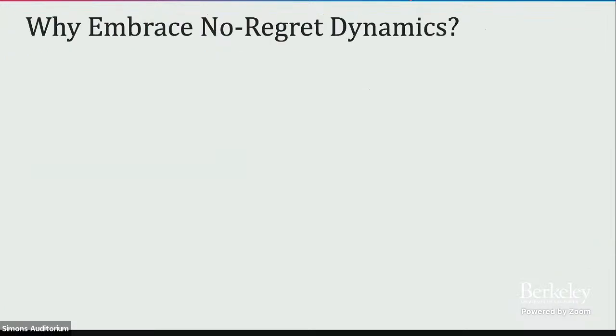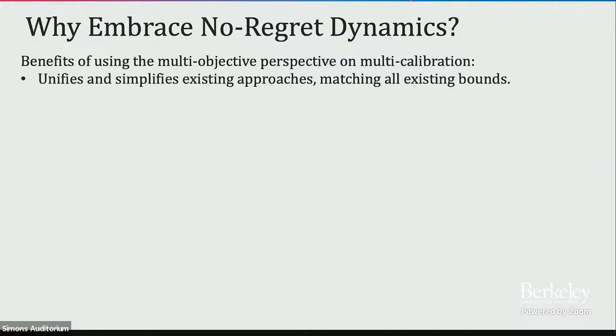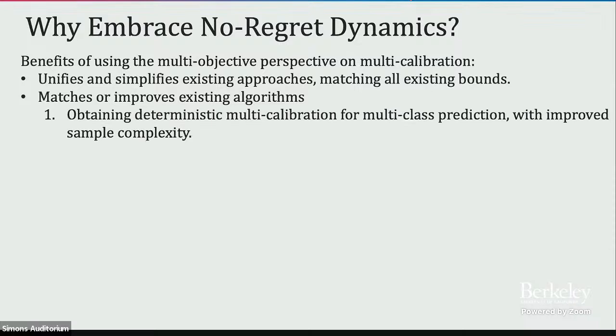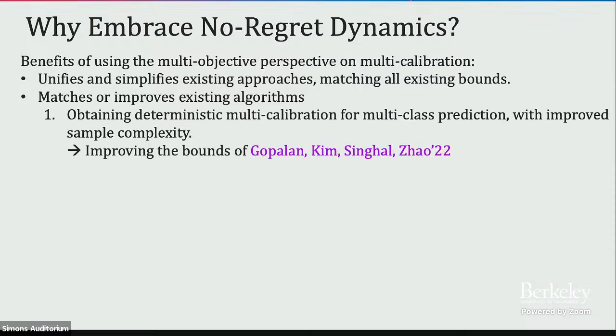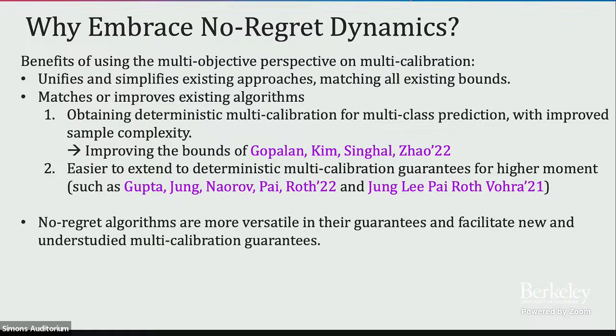So why embrace the no regret dynamics? The benefit of using this multi-objective framework is that it unifies and simplifies, but it also matches and improves existing results. For example, for K class calibration, rather than just two classes, the classical bound used to be polynomial in K. You can get logarithmic in K if you replace gradient descent with exponentiated gradient, or Hedge. You could also simplify and improve a bunch of other results. I don't have time to go into them.